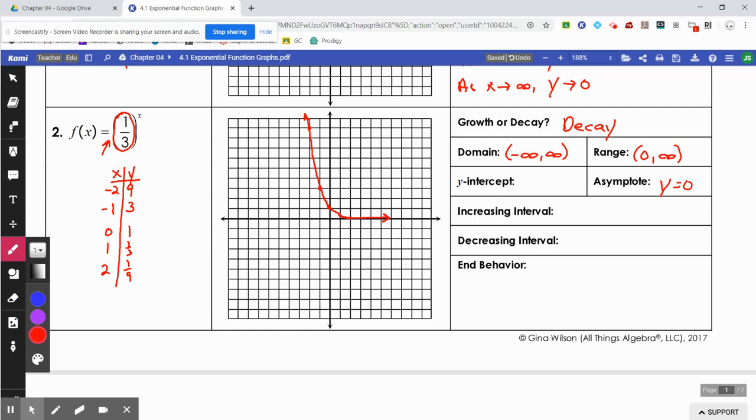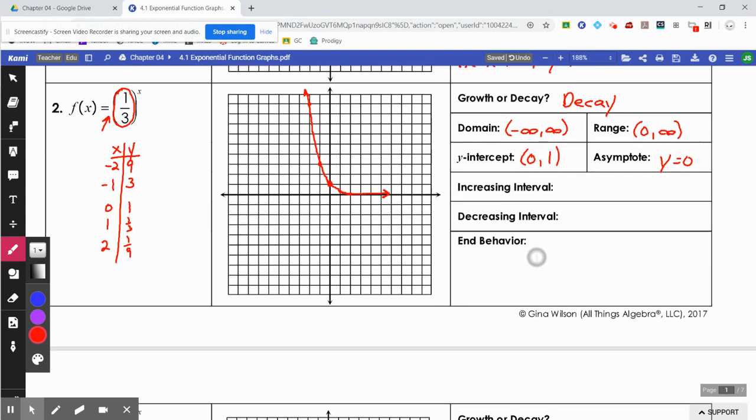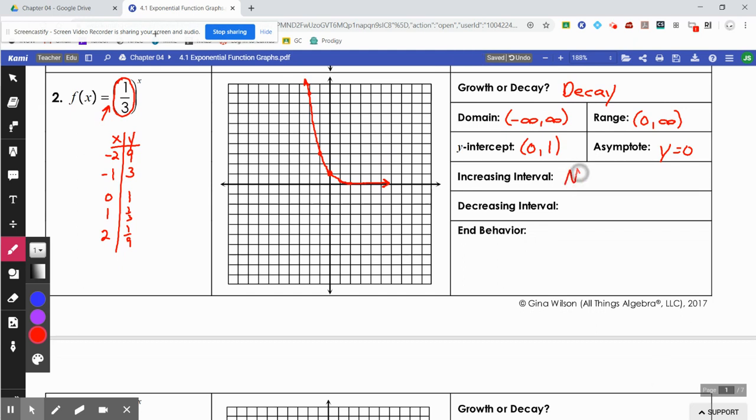not including that asymptote value. Your y-intercept is the exact same thing because when you plug in 0, it gives you 1. Your increasing interval, there is no increasing on this graph because from left to right, it is always going downhill. And when I say always, that would be from negative infinity to positive infinity.